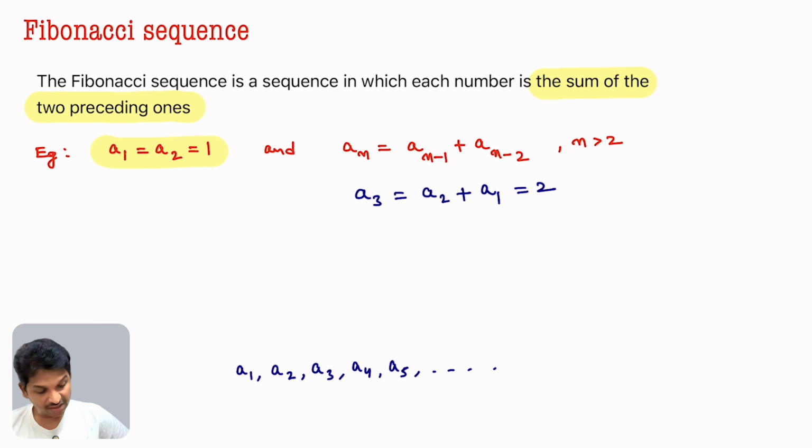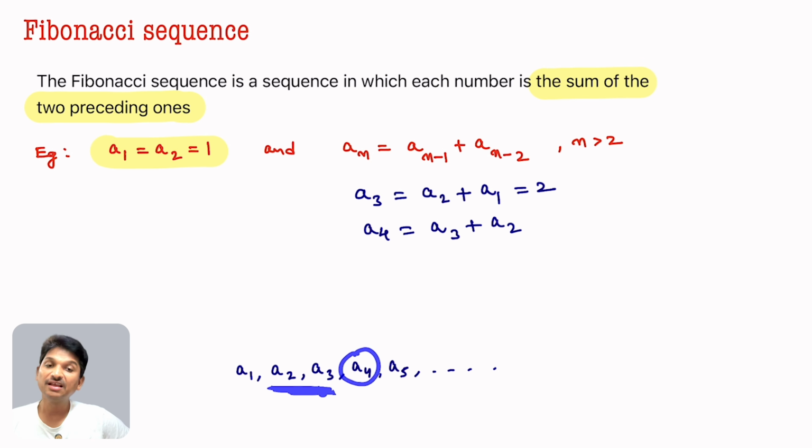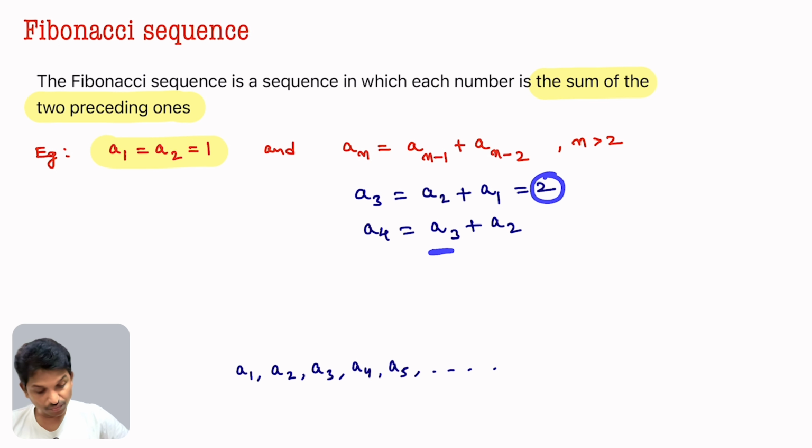Okay. And A4, if you want, put n equal to 4 in this. What will you get? A3 plus A2, right? You see A4. A4 is what? A2 plus A3, right? What is A3? A3 is 2. What is A2? A2 is 1, right? So this is 3. I hope you are understanding.